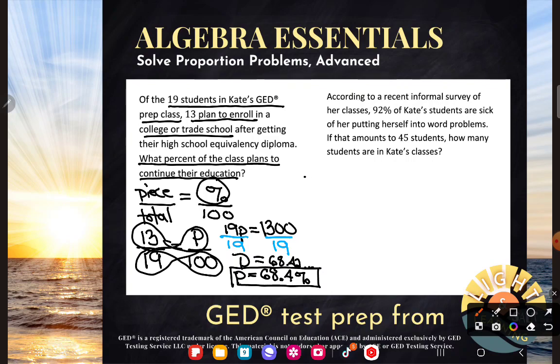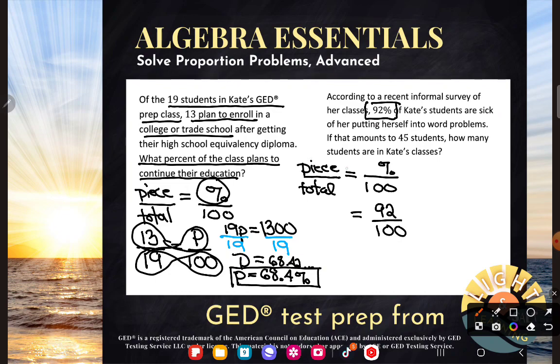All right, so we'll set up that same kind of proportion. The piece that we're talking about as a number over the total as a number is going to be equal to the piece that we're talking about as a percent over the total percent of 100. So what do we know? According to a recent informal study of her classes, there we go, 92%. So we know that the percent is 92, and that's out of 100.